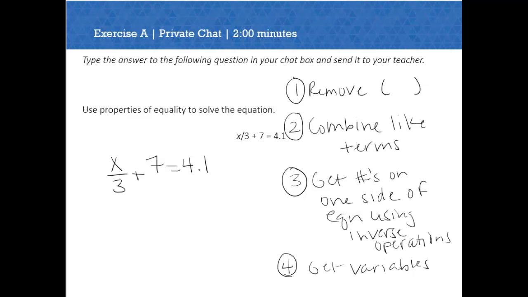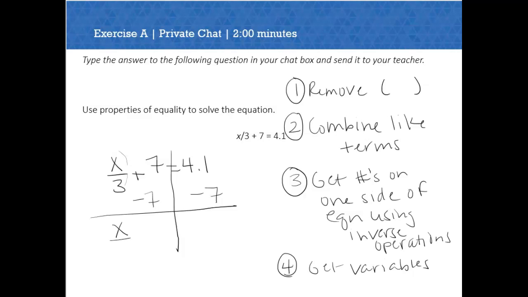Get numbers on one side of the equation. So we have x divided by 3 plus 7 equals 4.1. Our first step is to move anything that is not variable to one side. A lot of people think, oh, let's multiply by this 3. Well, this 3 is part of this variable term. 7 is not. So we want to get anything that's not part of the variable term away first. So we are going to do the inverse of plus 7 first. We're going to subtract 7 from both sides.